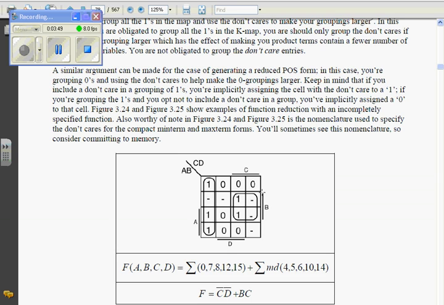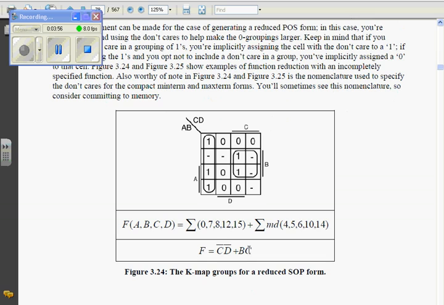And I'm going to go through an example here that shows you how to do groupings with don't cares. So in this example, we have a circuit which is the sum of these min terms. So the ones are entered at the indices specified here. So this is the 0, 1, this is the 7, 1, this is the 8, 1, etc. Then the don't cares are specified at these indices. So there's these dashes everywhere.